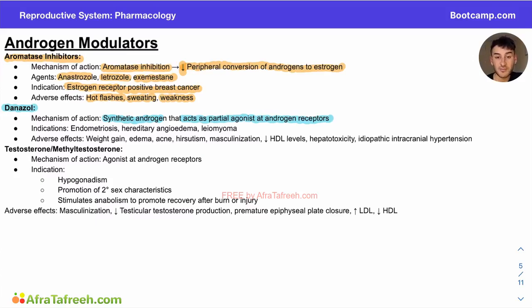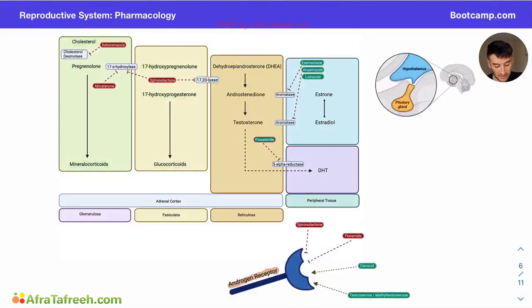So this is not going to be involved in the adrenal cortex or the testicles at all. We are just going to give danazol, which I have here, as a synthetic androgen. We're just going to give it to a patient exogenously, and it's going to exert its effects at androgen receptors throughout the body. So this is a relatively simple mechanism of action. This is just a synthetic androgen that we give exogenously.